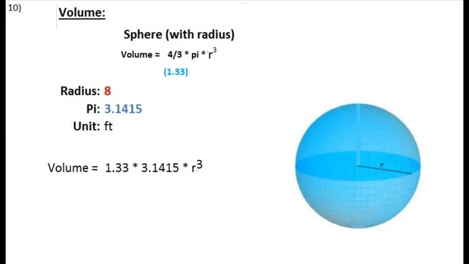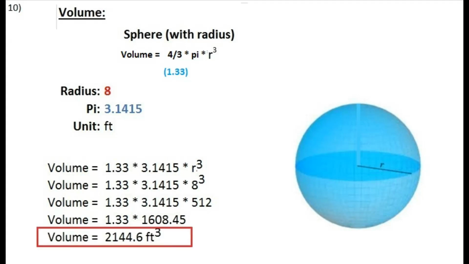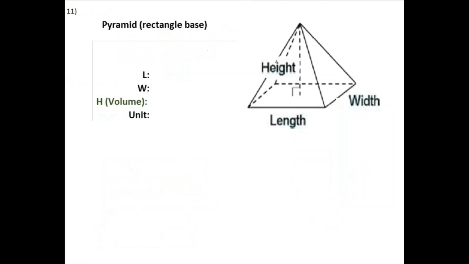1.33 times pi times radius cubed. Then we have 1.33 times pi times 8 cubed. 1.33 times pi times 512. 1.33 times 1608.45. And our final volume is 2144.6 feet cubed. That's it for number 10. And we're moving on now to number 11.